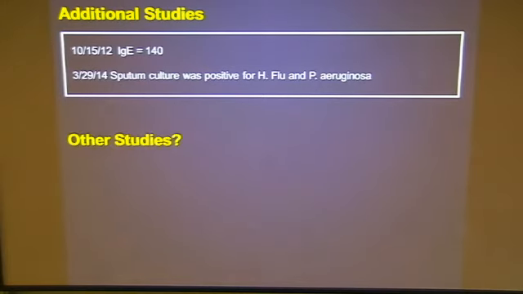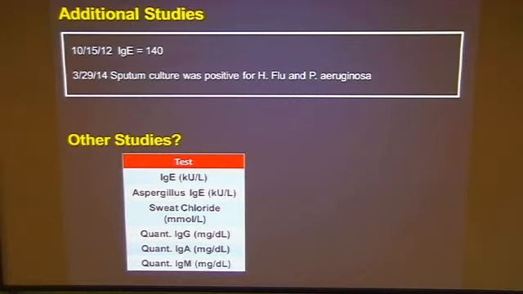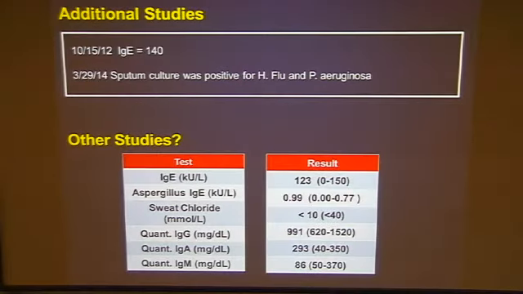All right, so we sent off a bunch of other studies to try to figure out what was going on here. We repeated the IgE and a specific IgE to Aspergillus to look for ABPA. We obtained a sweat chloride to look for cystic fibrosis. We did quantitative immunoglobulins to see if he had an immunoglobulin deficiency. And pretty unhelpful. So the IgE, again, was only 123. The specific Aspergillus IgE was a little bit elevated.